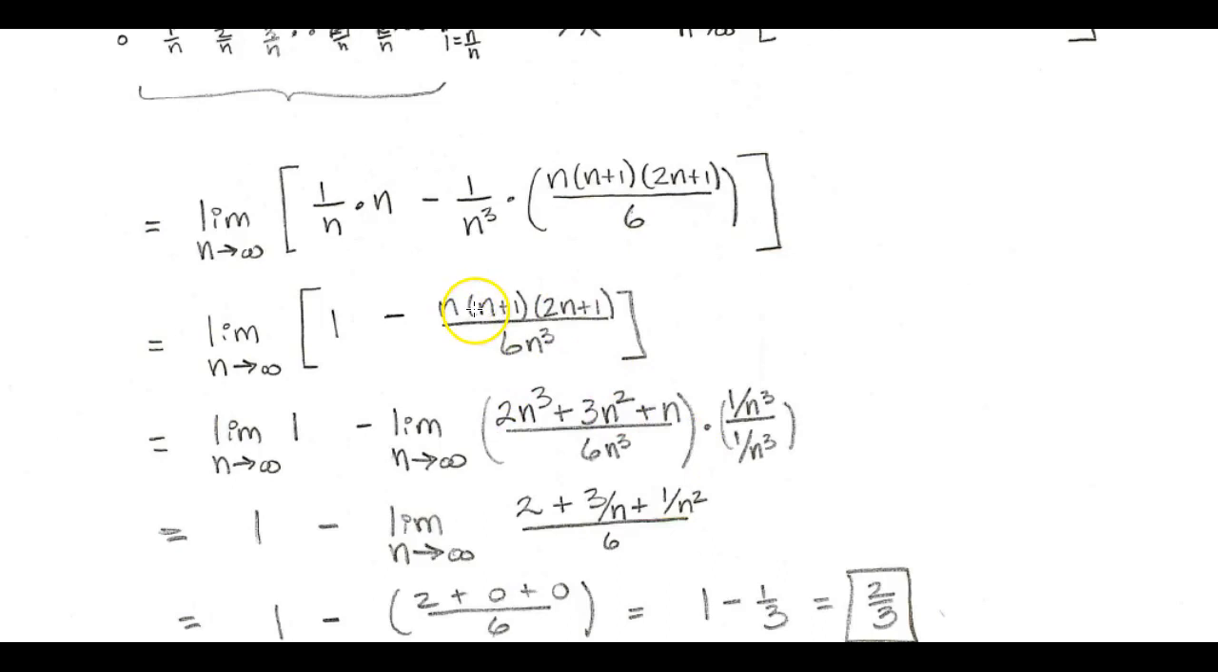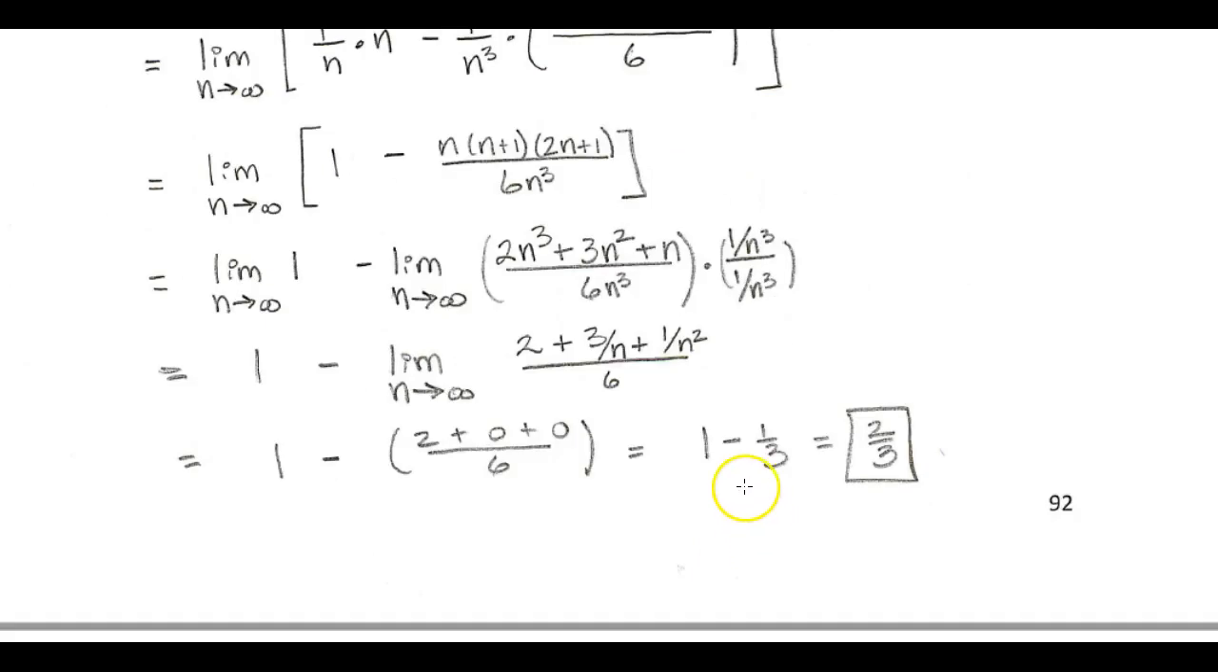So when I multiply n plus 1 times 2n plus 1, I get 2n cubed plus 3n squared plus n, over 6n cubed in the denominator. Multiplying above and below by 1 over n cubed, I'm left with 2 plus 3 over n plus 1 over n squared, divided by 6. And as n goes to infinity, I get 2. This term goes to 0. This term goes to 0. So I get 2 over 6, which is 1/3, and I get 1 minus 1/3, which is 2/3.